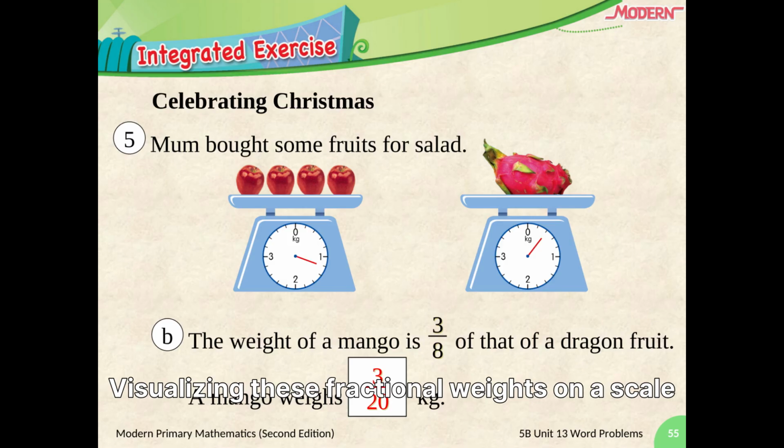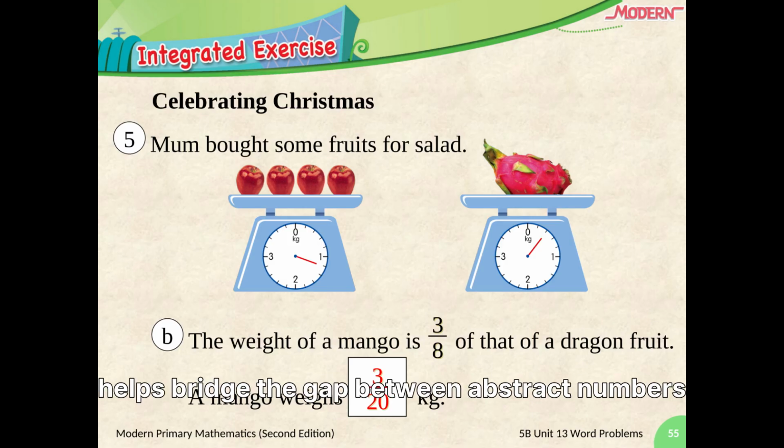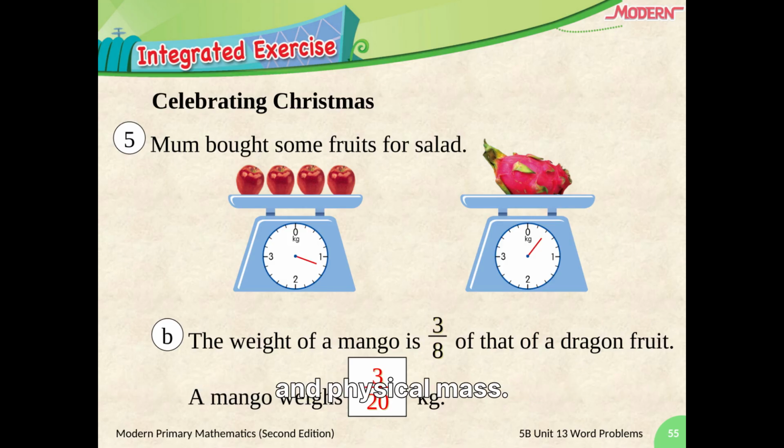Visualizing these fractional weights on a scale helps bridge the gap between abstract numbers and physical mass. Always check. Does 3/20 look like it should be smaller than 2/5? Yes, it does, confirming our logic is sound.